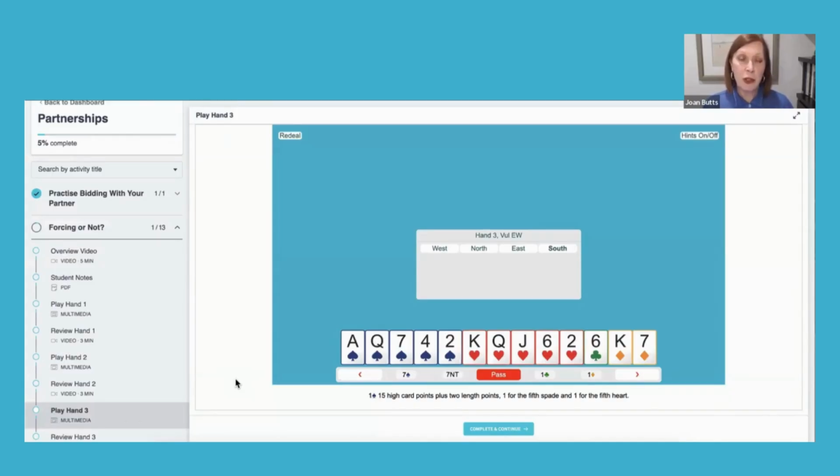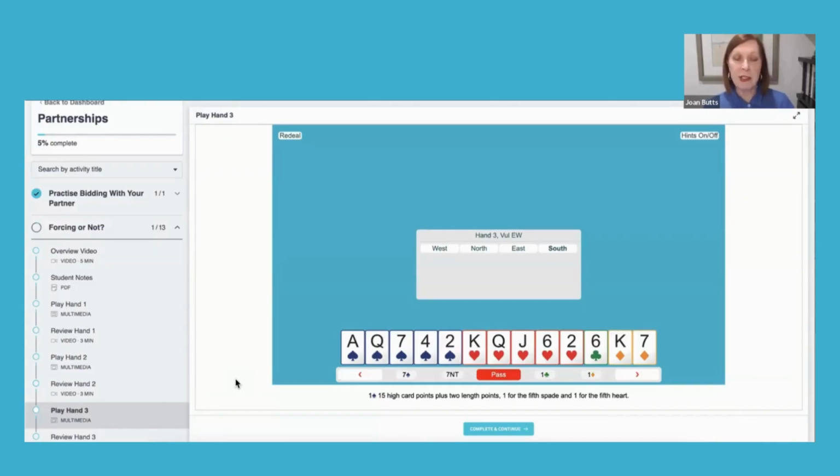The system card is called the Joan Butts Bridge system card, but it is the standard American 5-card major card. A lot of it, we would all play the same thing. We would all follow Stayman, for example, when we're asking about a major, when partner opens no trumps. We would usually play transfers to the majors, that is, to hearts or to spades. We would also use Blackwood and perhaps Roman keycard Blackwood. We would use general conventions like the Michaels cue bid.